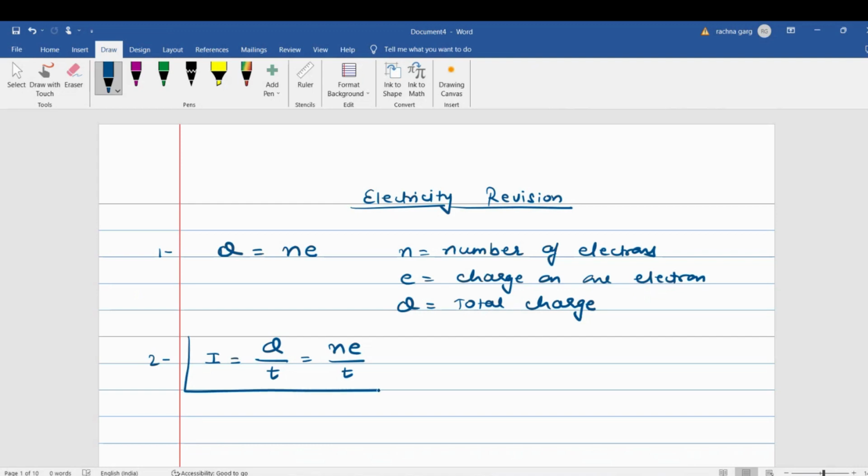I is equal to Q by T, that is Ne by T, units ampere or coulomb per second. Am I right?